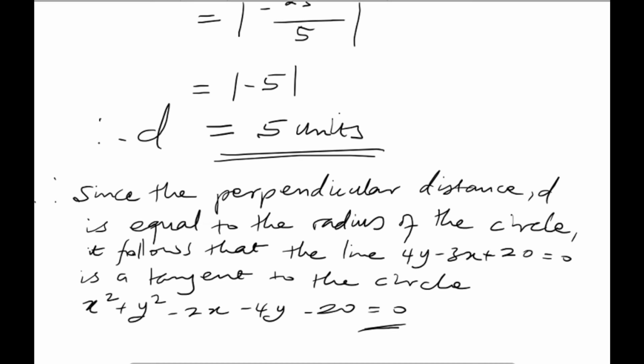All right, so we conclude that since the perpendicular distance d is equal to the radius of the circle, it follows that the line 4y minus 3x plus 20 equal to 0 is a tangent to the circle with equation x squared plus y squared minus 2x minus 4y minus 20 equal to 0. So that is how to prove. Then I said earlier that I'm going to use two methods.